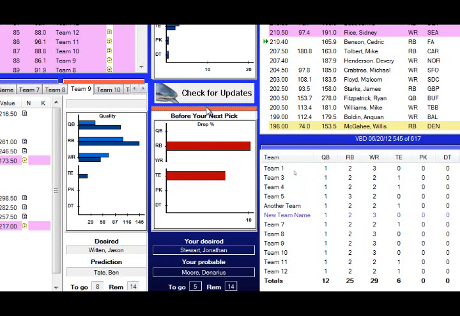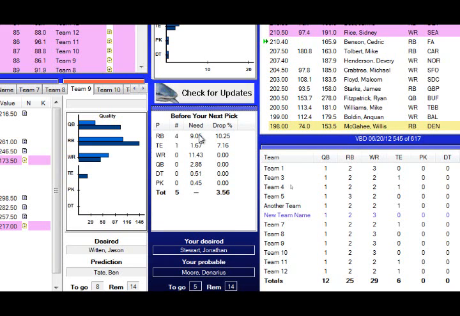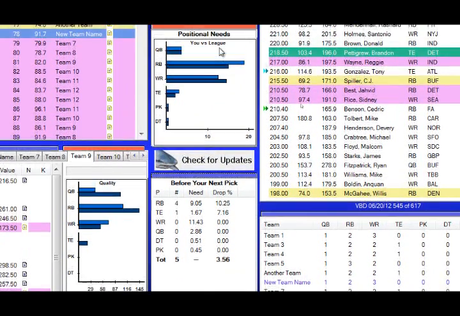We can also look at a tabular view of this. I apparently am in need of wide receivers and running backs as my top 2. And they're about to drop off as we saw on the graph. Let's move up to the positional needs.